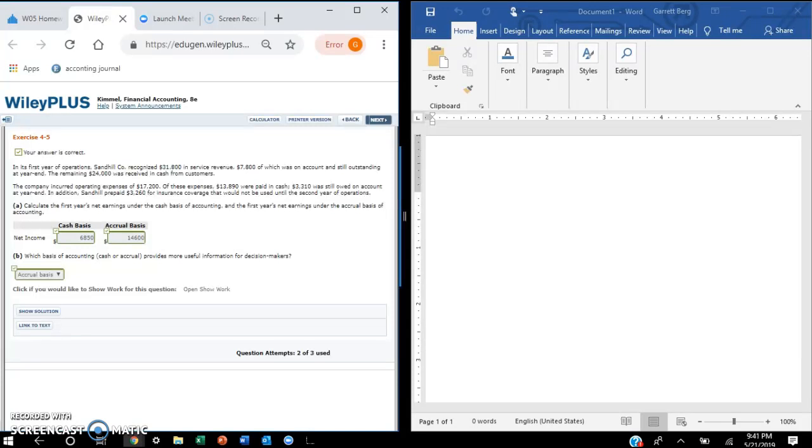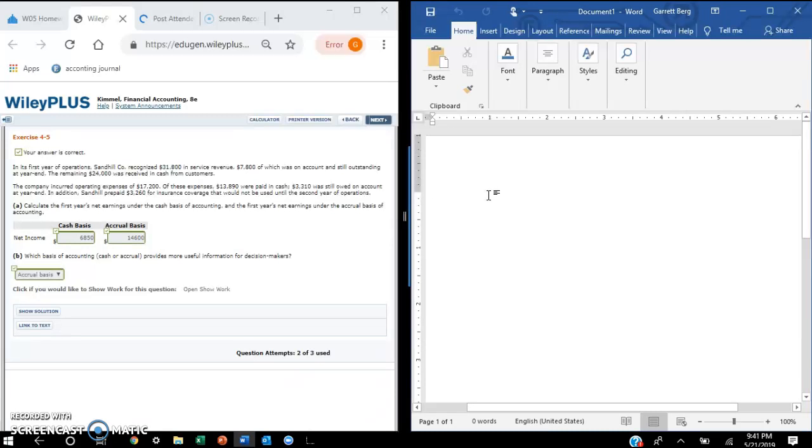Accrual basis is kind of the opposite of that. It's the accounting method where revenues are recognized when they are earned, not when it's received, and same with the expenses. So I'm just going to do this here over on Word and type in the answers. You guys can go along with me.